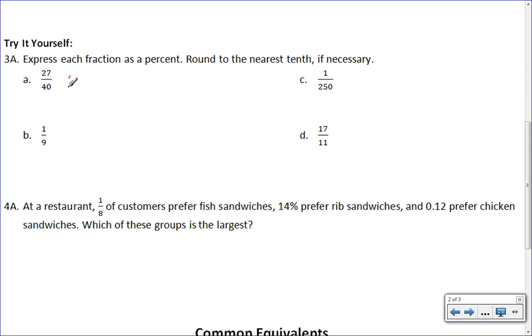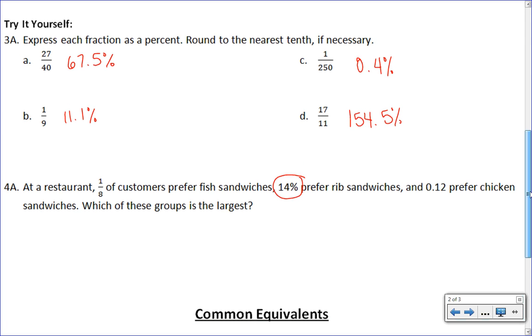Okay, so for these you should have gotten 67.5%, 11.1%, 0.4%, 154.5%, and for 4A, this 14% was the larger one. Okay.